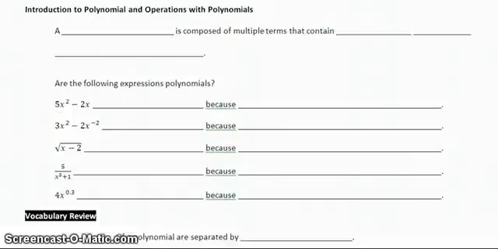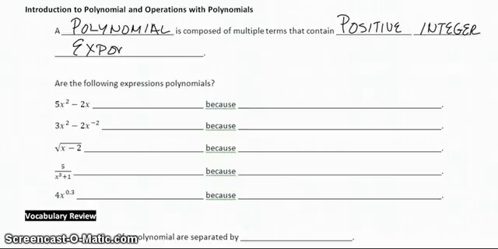All right, so let's begin. First off, a polynomial has multiple terms that contain positive integer exponents. So our exponents in our equations have to be positive whole numbers. Let's look at some examples and see what we think.